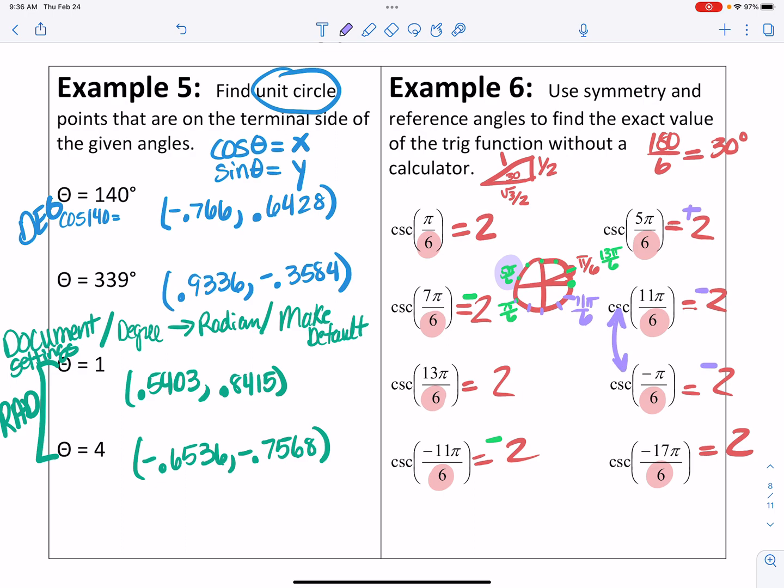Now, this is the hard one, 17 pi over 6. Here's pi over 6, 6 pi over 6, 12 pi over 6. Oh, it's negative. I always do that. Go the other way. So here is 6 pi over 6, here is 12 pi over 6, here is negative 18 pi over 6. So negative 17 pi over 6 is going to be straight down from it, which means it's going down, so it's a negative.